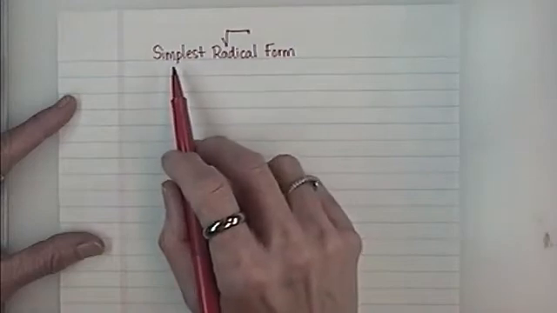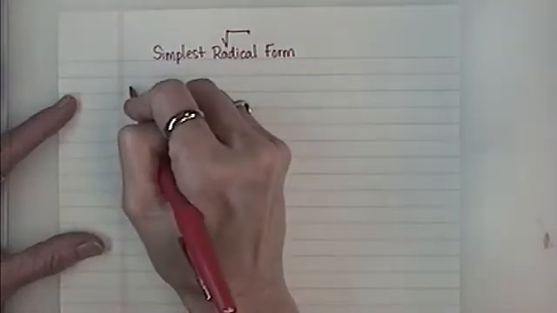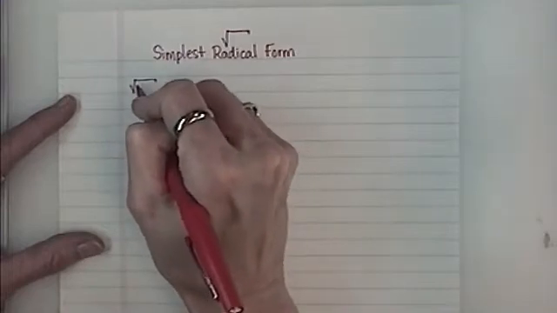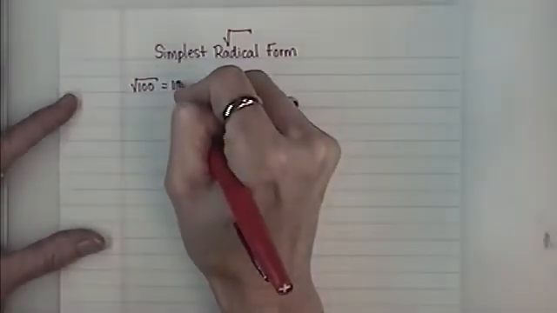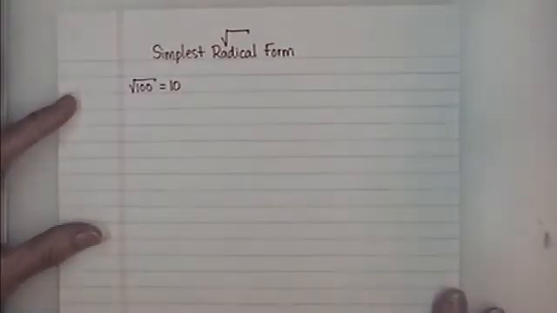All right, so what I mean by doing a square root would be, for example, the square root of 100. So what is the square root of 100? What number times itself equals 100? And that is 10.